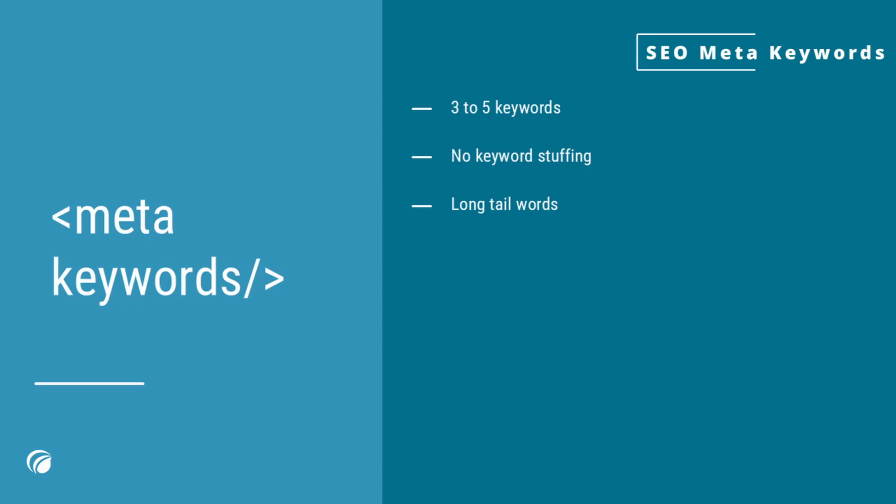The past unfortunately has proven that some sites have been abusing this tag as well. So if you do use keywords, in general, you should have between 3 to 5 keywords. You shouldn't be using keyword stuffing, and you should use long tail words. So now let's have a look at how we can technically implement the keywords.